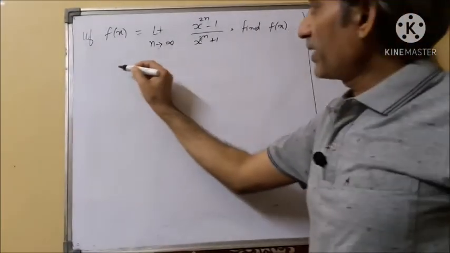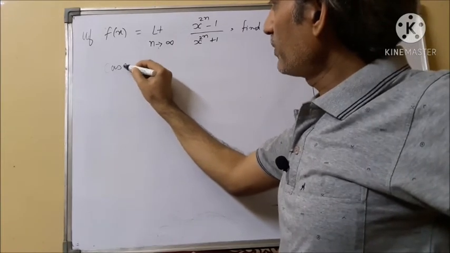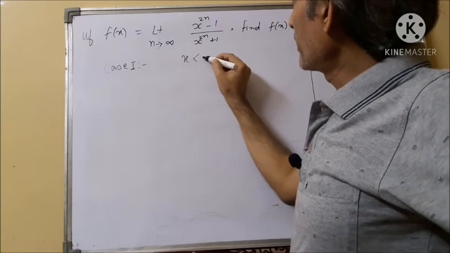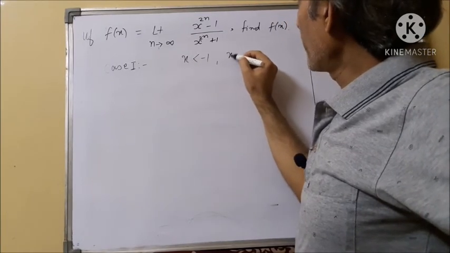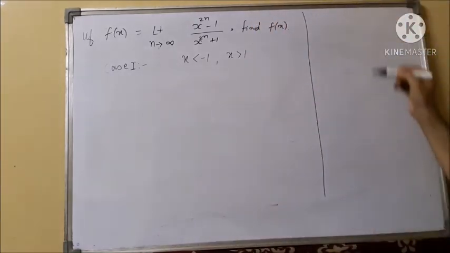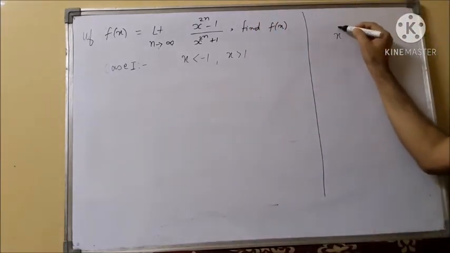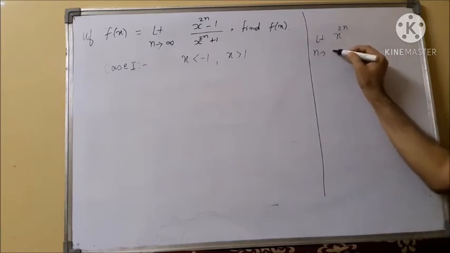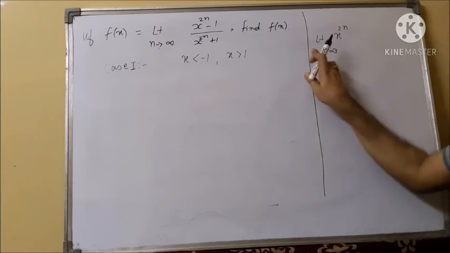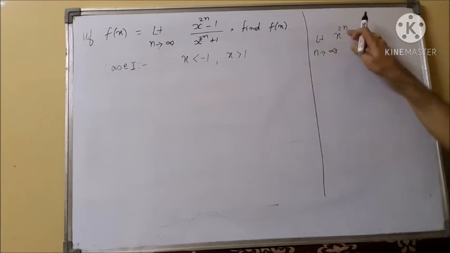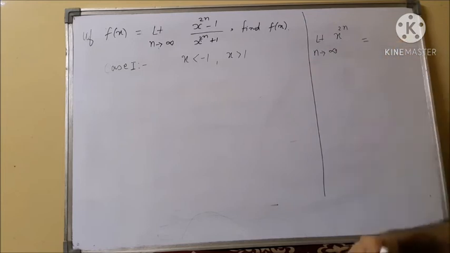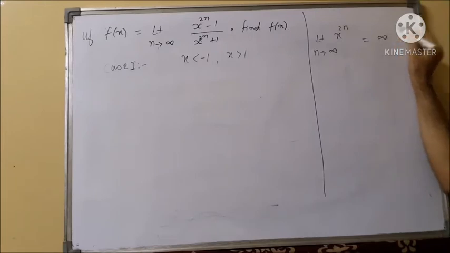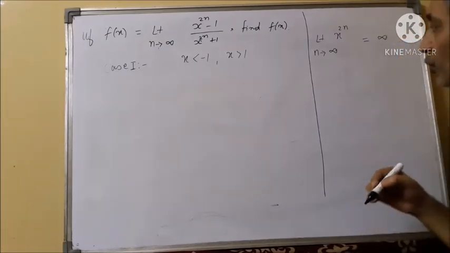तो हम सबसे पहला case 1 will take, कि x is either less than -1 or x is more than 1. Look, in that case x raised to the power 2n, as n approaches infinity, if x is less than -1 or more than 1, this will approach infinity.